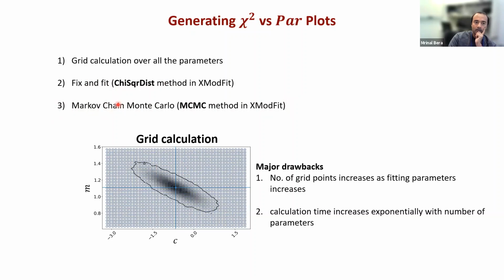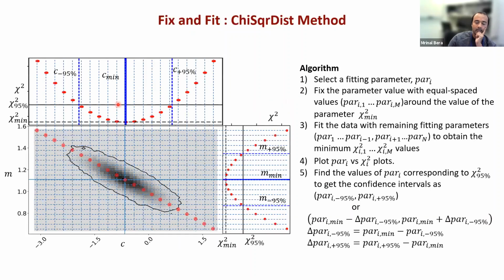So let's understand what this fix and fit chi-square distribution method is. Basically in fix and fit, we divide this parameter space. For instance, here we divide C into equidistant values. So we know exactly the C values where we want to get the chi-square, and then fit in terms of M. So you get individual points like this, not the full parameter space. Then you plot the chi-square versus C. Similarly, you can do it the other way around and generate chi-square versus M.